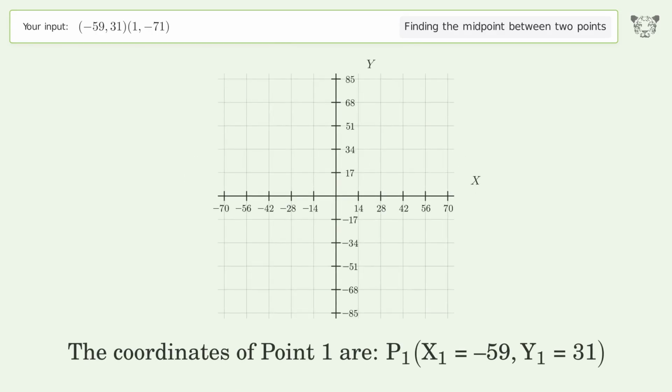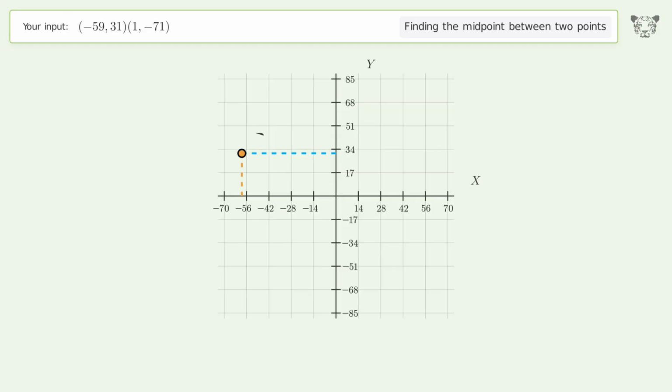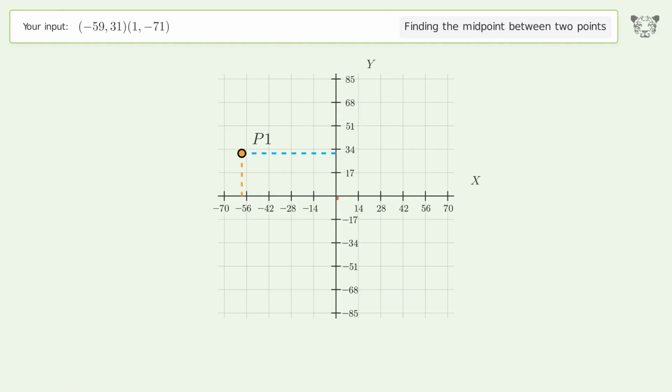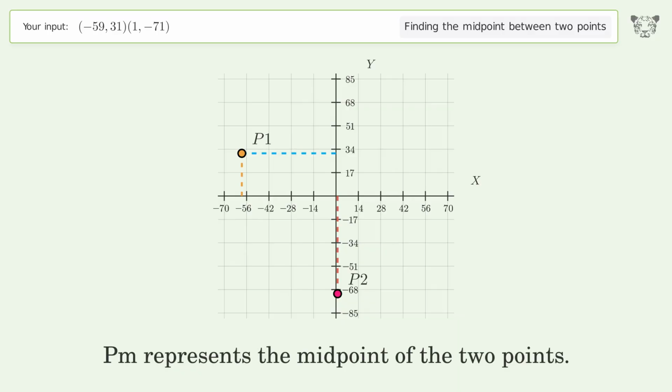The coordinates of point 1 are, x1 equals -59, y1 equals 31. The coordinates of point 2 are, x2 equals 1, y2 equals -71. PM represents the midpoint of the 2 points.